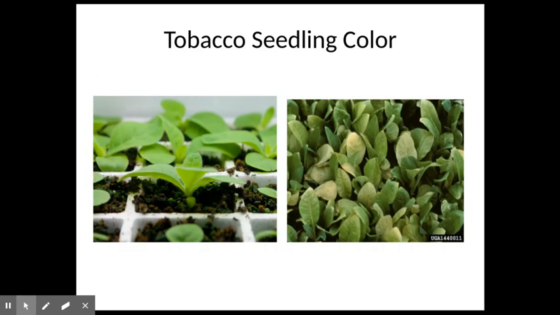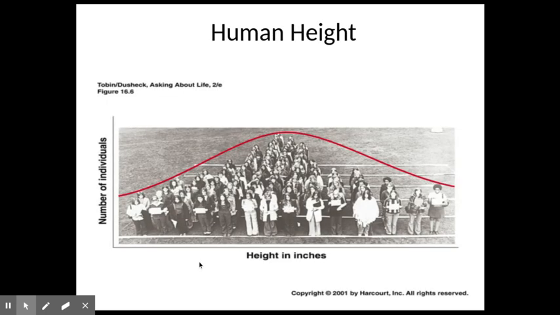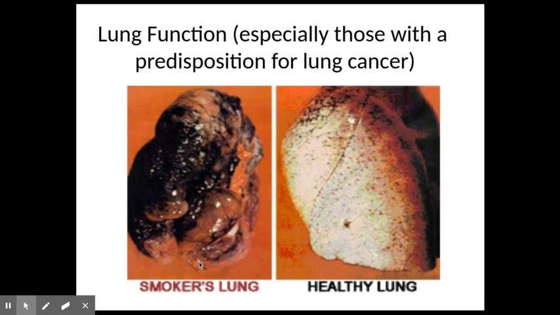The seedlings can be affected by light and by pH. Human height. This is an example of human height, with the number of individuals plotted against the height in inches. It can be affected by certain areas and genetics.